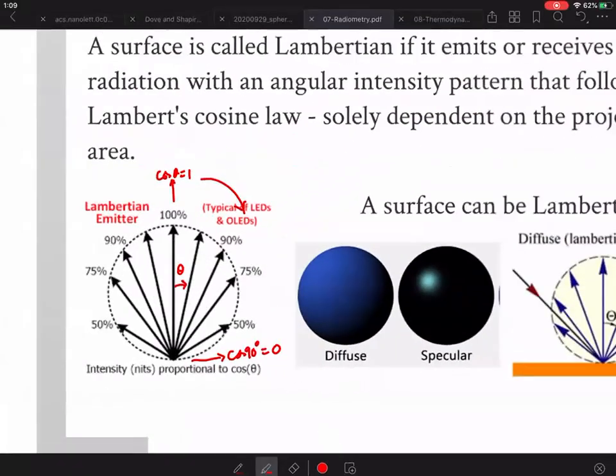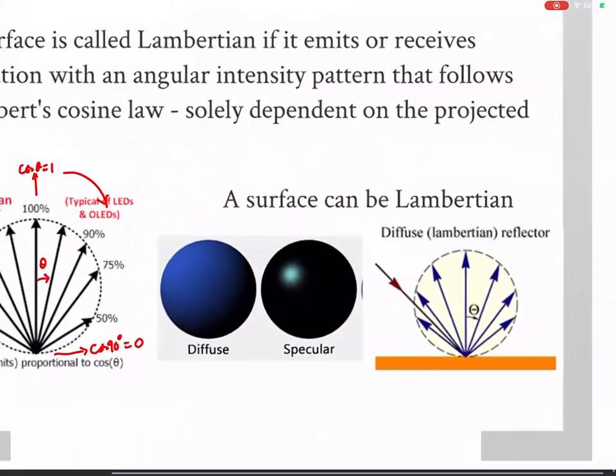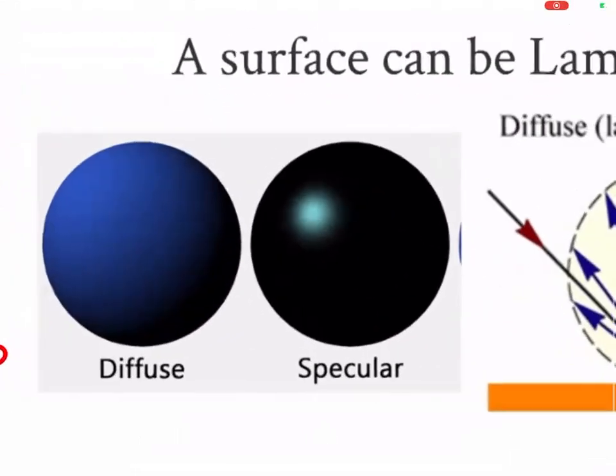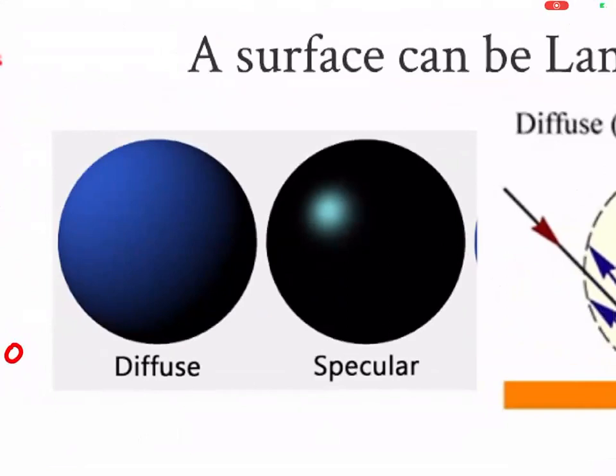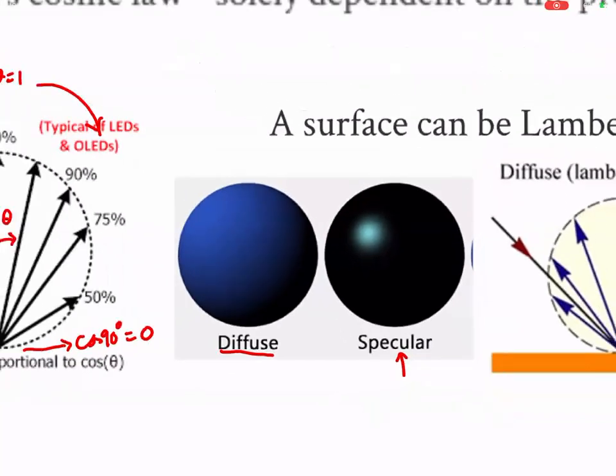A surface, a Lambertian surface, can also be diffuse or specular. And these are examples of that. All of you know what is meant by diffuse or specular, but this can also be represented by something called the Lambertian law. So the diffuse would be a Lambertian surface, whereas the specular is not necessarily a Lambertian surface. Now, these are important in computer animations, as some of you are probably aware.